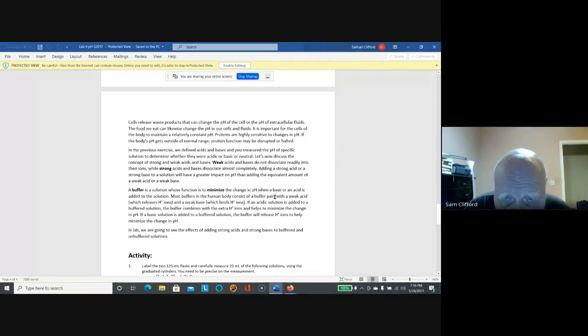If you don't have buffers in your blood and plasma, such as bicarbonate, you're going to die. So a buffer is made of a weak acid and a weak base. And it's able to work by supplying hydrogen ions to lower the pH or supplying hydroxide ions. So a buffer is a solution that minimizes the change. The buffer consists of a pair, a weak acid and a weak base.